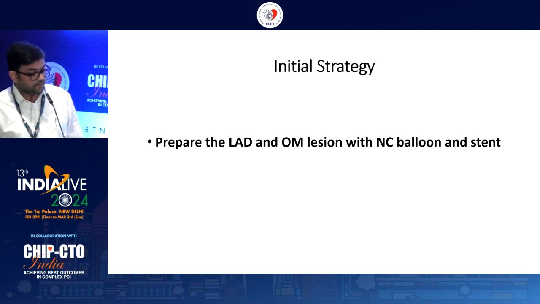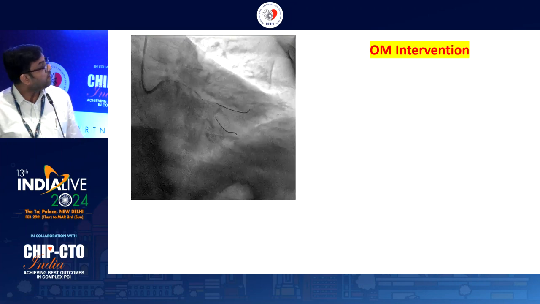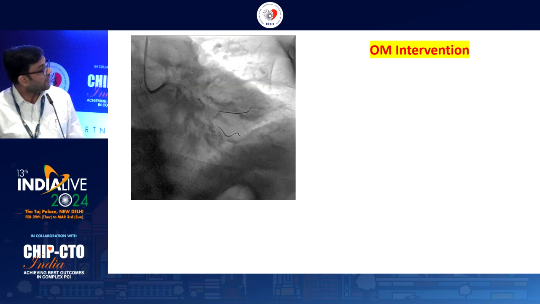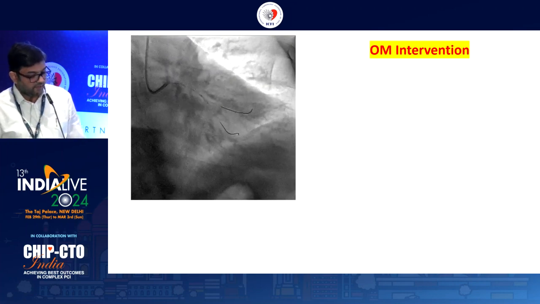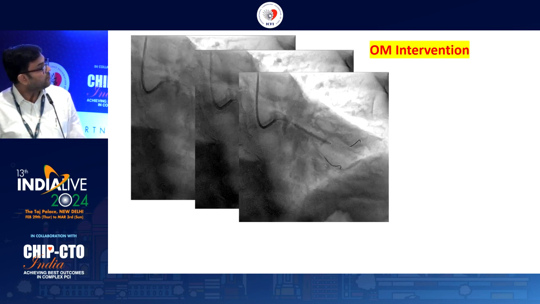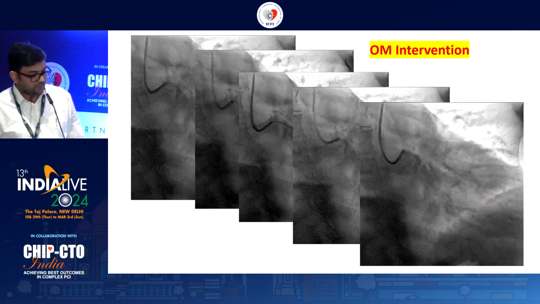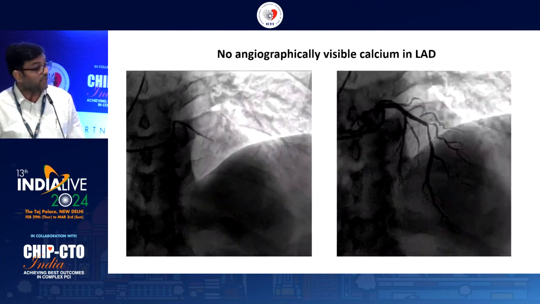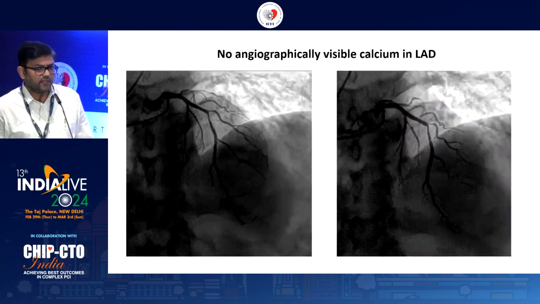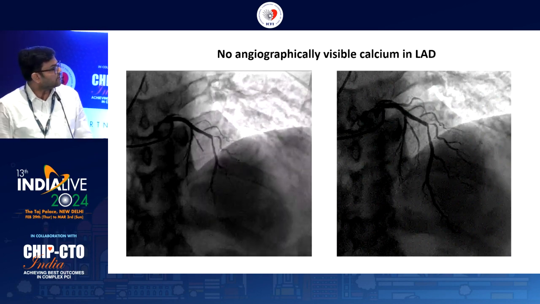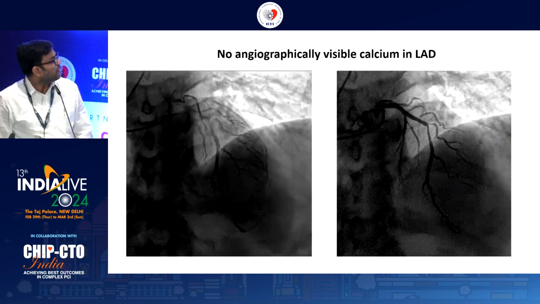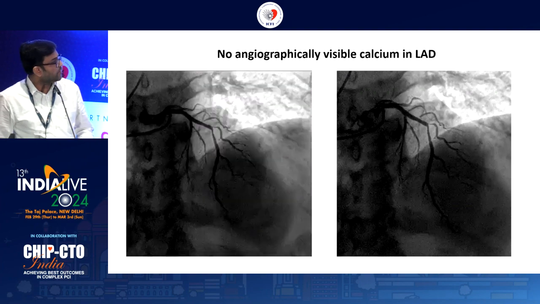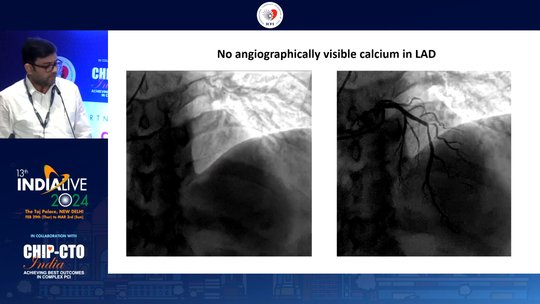This was the plan, and I wired both the OM branches and dilated. Then I stented both branches, and the result was good, the flow was good. Then I went to the LAD. Angiographically there is a tight stenosis with no significant calcium. So I thought it would be a straightforward case, put a stent and come out.